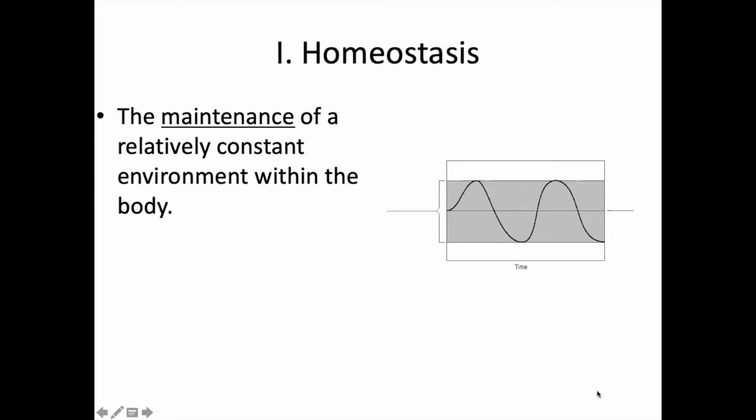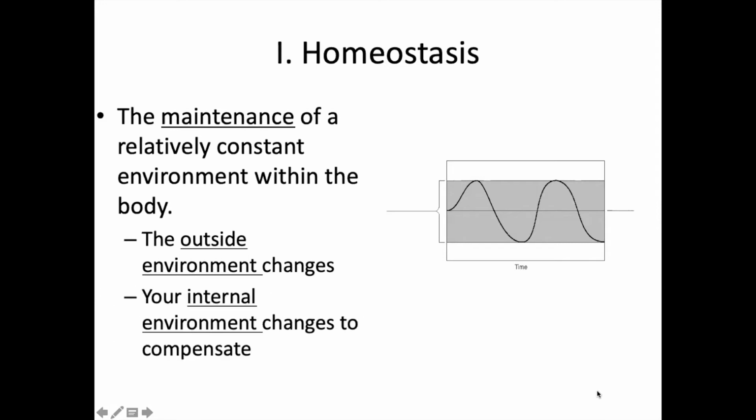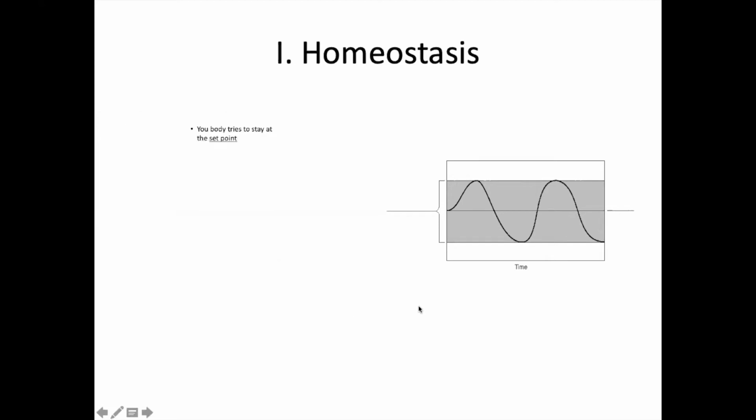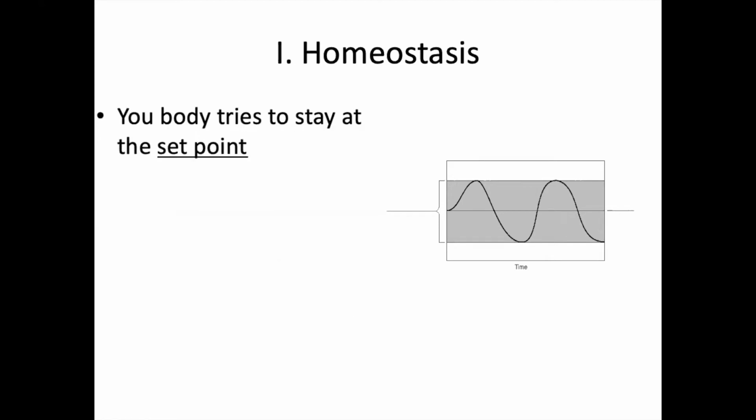That's homeostasis. Right? Outside environment changes, so your internal environment changes to compensate. That internal change would be sweating. Or if it's too cold, your body gets too cold, and you shiver to create more body heat. Your body is constantly trying to stay at what we call the set point. All right? On your handout, you should be filling that in right here, set point.